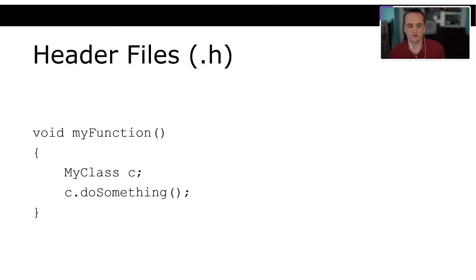Okay, so I did this example already, but I'll go over it again real quick. If I have a function, let's say it's my function, and I want to use my class, and I want to instantiate my class like I did with a student, and then do something with it.